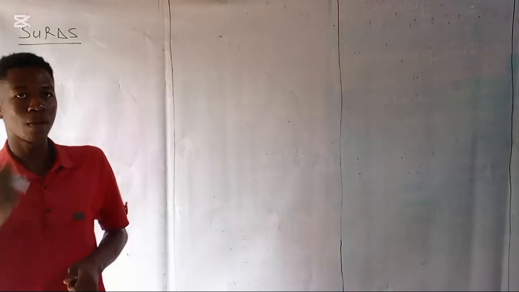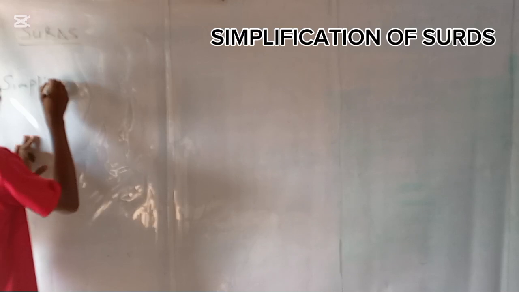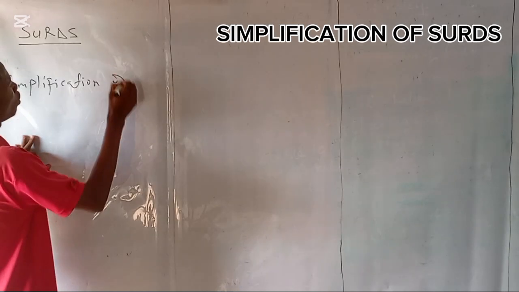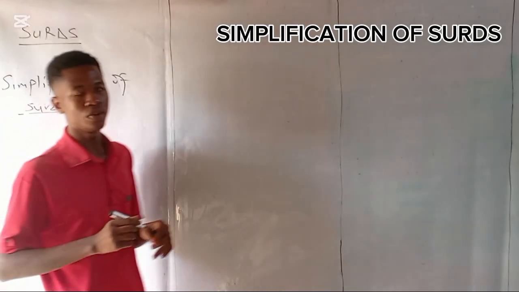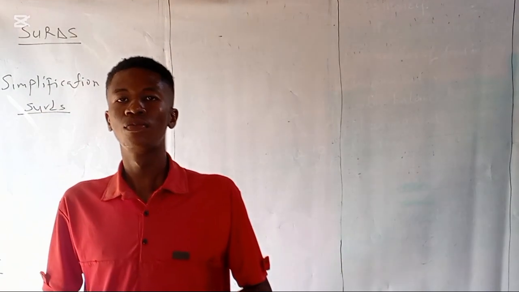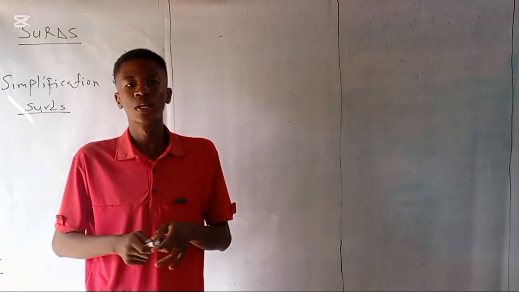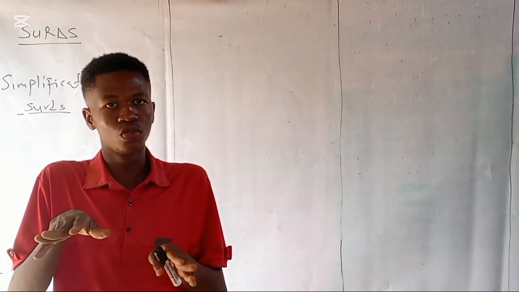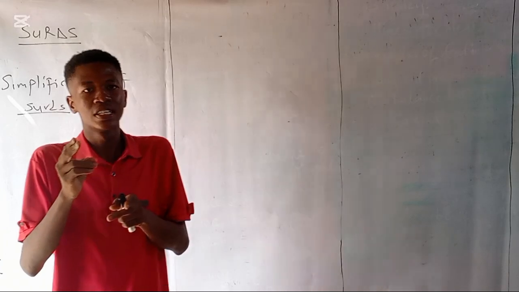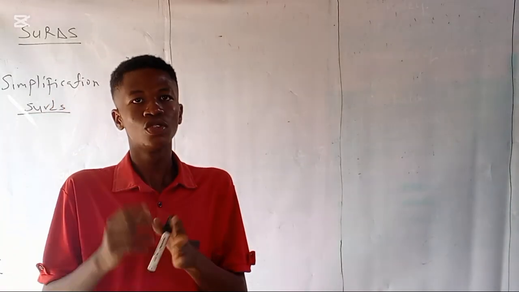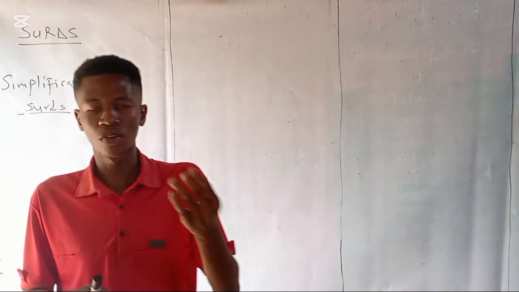So we're going to talk about simplification of surds. For a surd to be simplified, the value under the square root will be expressed as the product of two factors such that one of them must be a perfect square. Recall again.